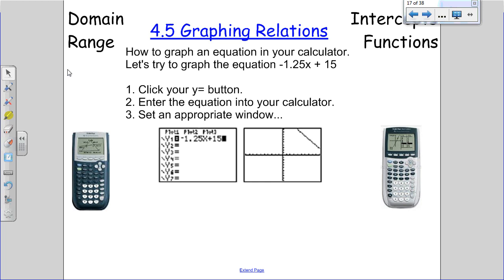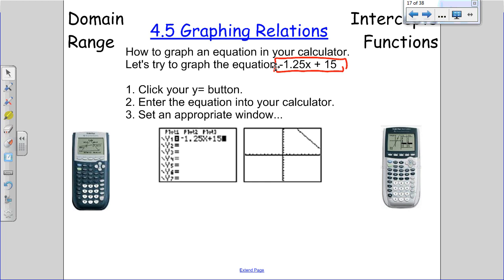We're going to start things off by trying to graph something together. Your calculator can actually draw graphs onto those Cartesian points with the x's and y's. The first thing to do is to put the equation you want to graph into your calculator. This is the equation that we're going to try to graph. So the first step is to enter that into your calculator.